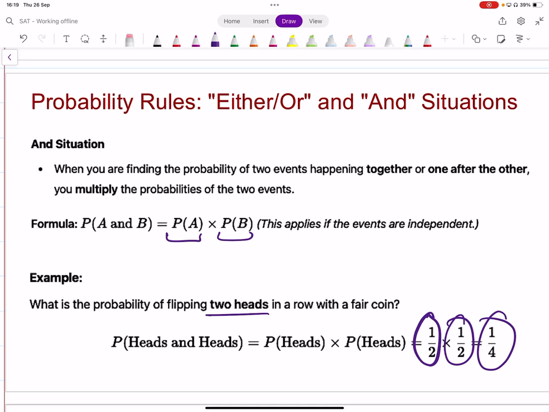So when you have two things happening at the same time or one after the other, what do you do? You multiply those probabilities because here there is an and between the two. Is that clear? Okay. Yeah, that's what you can remember. Whenever there's an or, you add probabilities. Whenever there's an and, you multiply probabilities.